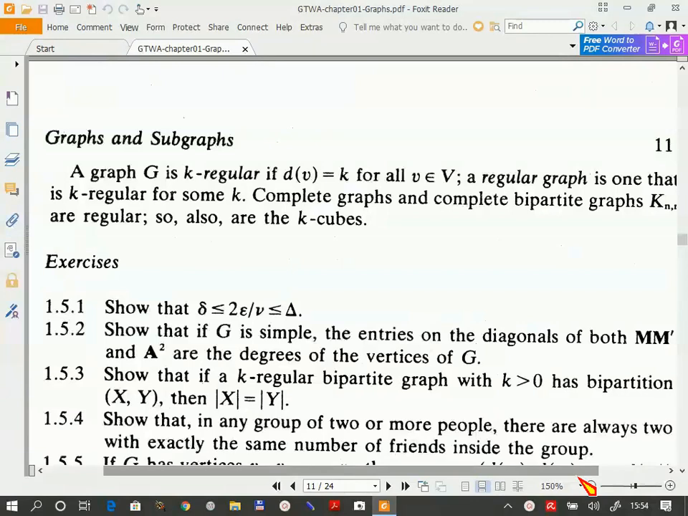There might be someone who doesn't have a friend here, okay? That counts, it has degree 0 in this graph. And what they say here is that there are always at least 2 with exactly the same number of friends inside the group. Meaning there are at least 2 vertices with the same degree. How can you prove that? Which might be 0, for instance.